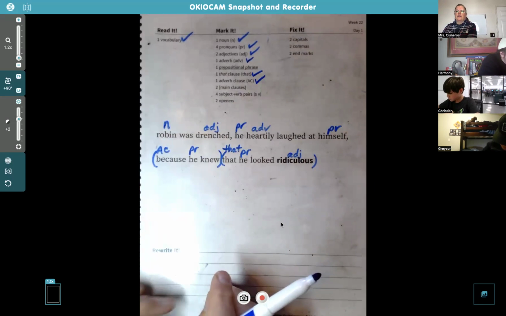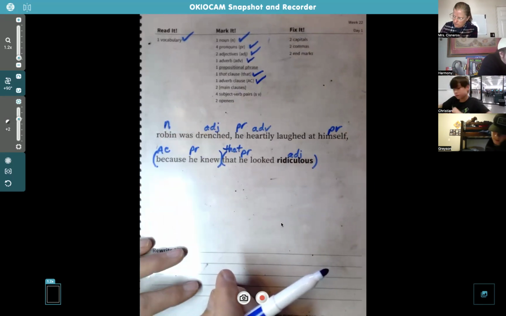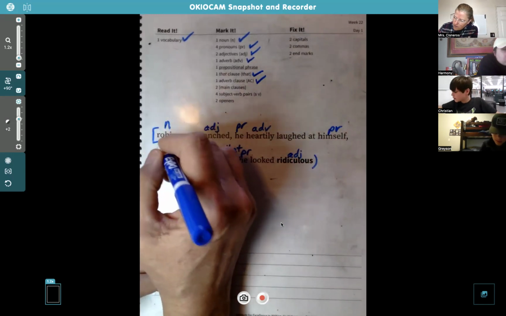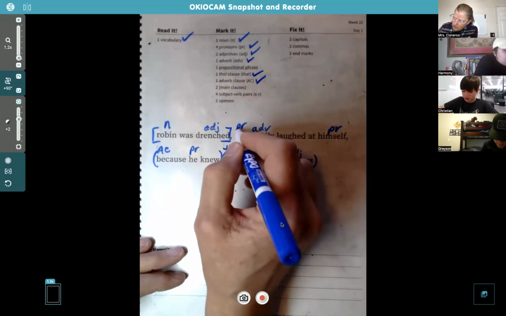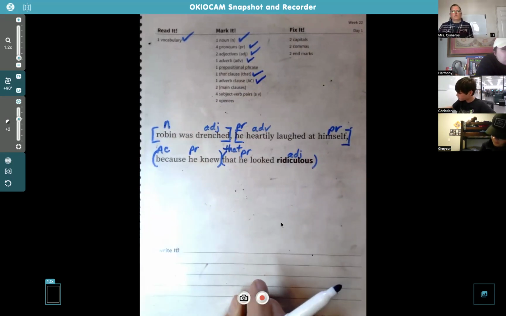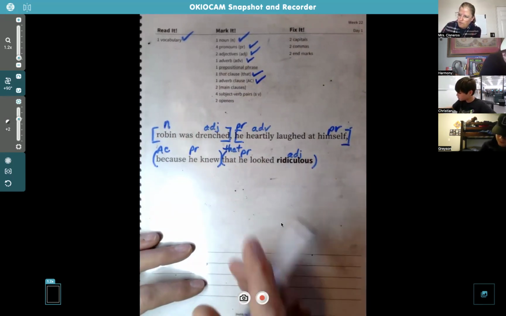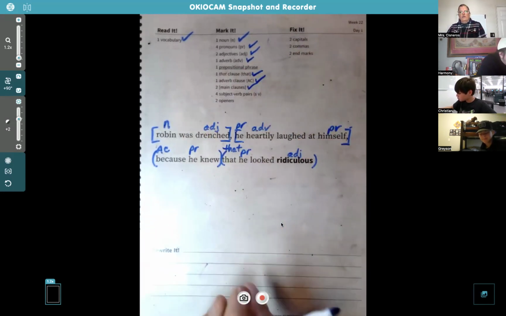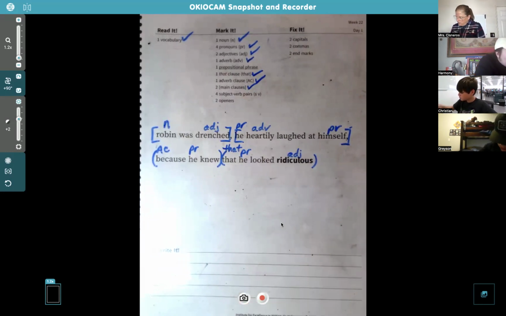And then two main clauses, Christian. Robin was drenched. Good. He heartily laughed at himself. Good. Nice. And those are complete thoughts. And they have a subject and verb, even though we haven't found the subject and verb yet, but they're in there. So next is the subject and verb. We'll start with verbs. How about Harmony? Where are the verbs in these sentences here?